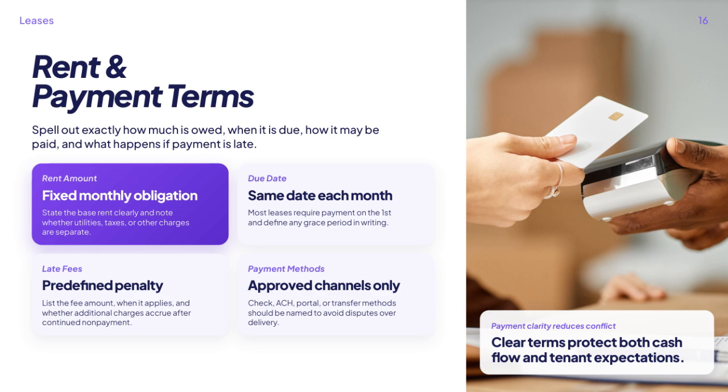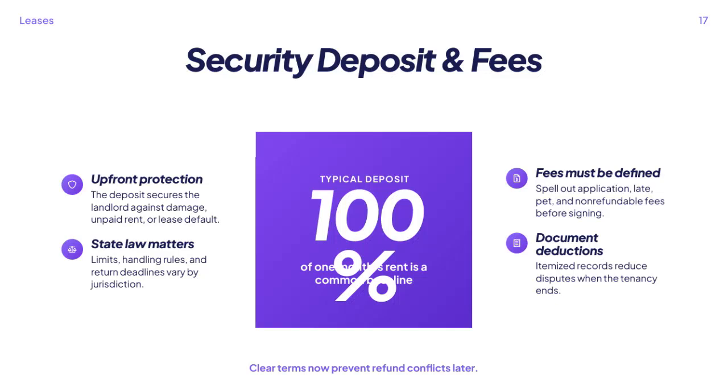Payment methods need to be specified explicitly as well. Naming approved channels such as checks, ACH transfers, online portals, or wire transfers helps prevent disputes over whether payment was actually made. Overall, having this clarity in payment terms and rent details reduces conflict. It protects your cash flow while ensuring tenants know exactly what to expect, creating a smoother rental experience for everyone involved. When we talk about upfront protection, the security deposit plays a crucial role.